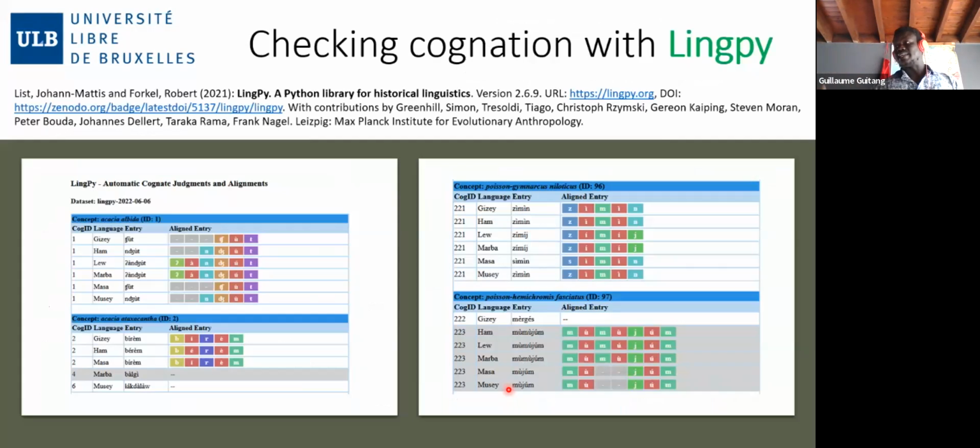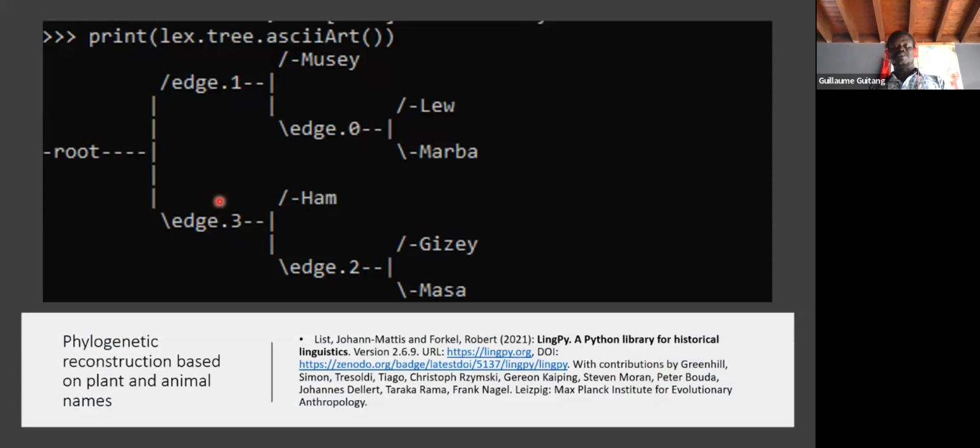I also tried a phylogenetic reconstruction using a computer-based approach with LingPy, and there's some high degree of cognacy between the different languages, but it is interesting to see how the different languages are clustered. The languages that are suspected to be dialects of the same thing are clustered together, because here I used 146 biological terms. You see Gizey and Masana are together. They are suspected to be one language.